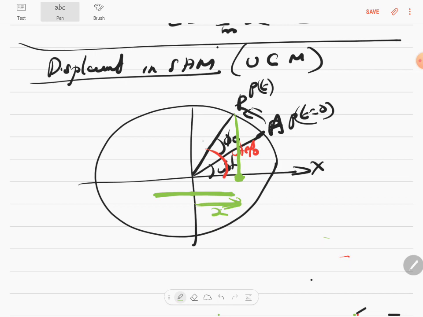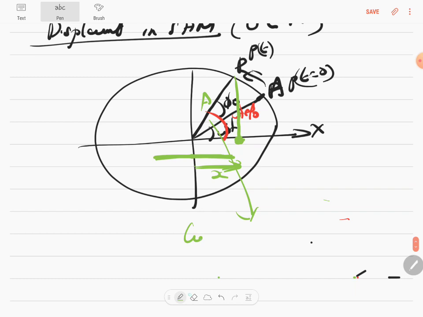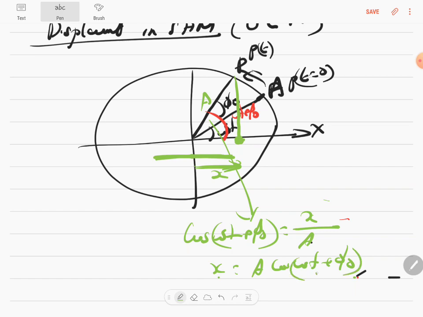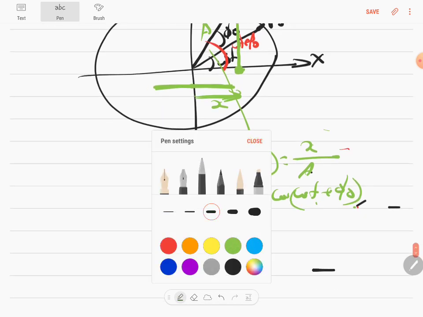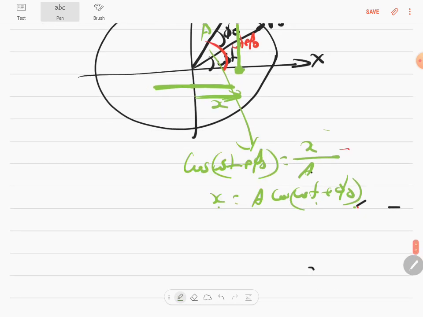Take this triangle. You know that the radius is nothing but your amplitude. So taking this triangle, cos of omega t plus phi naught is adjacent by hypotenuse, which is x by A. Therefore, x itself is A cos(omega t plus phi naught). This is how, in a rotational motion, you get the displacement.